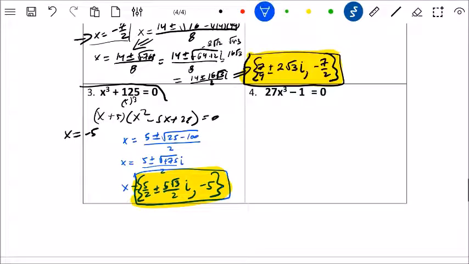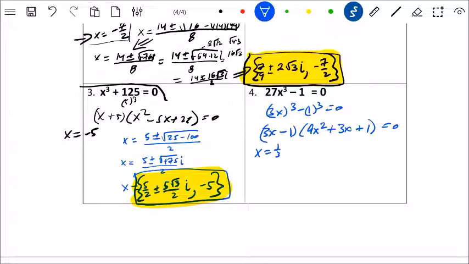On the last one, I'm going to do the same thing here. We've got 3x that's being cubed minus 1 that's cubed equals 0. So I get a 3x minus 1, and then 9x squared plus 3x plus 1 equals 0. So here I'm going to get that x is 1/3. And over here, I'm going to need to use that quadratic formula again. X is equal to negative b plus or minus b squared, which is 9, minus 4 times a, which is 36, times c, which is 1. So we'll do a 36 here. Now over 2 times a, so it's 18.